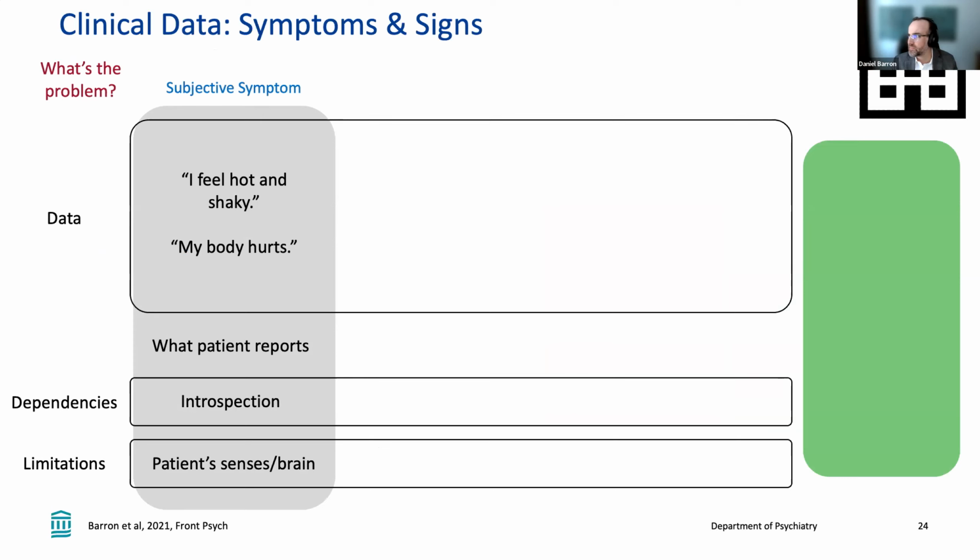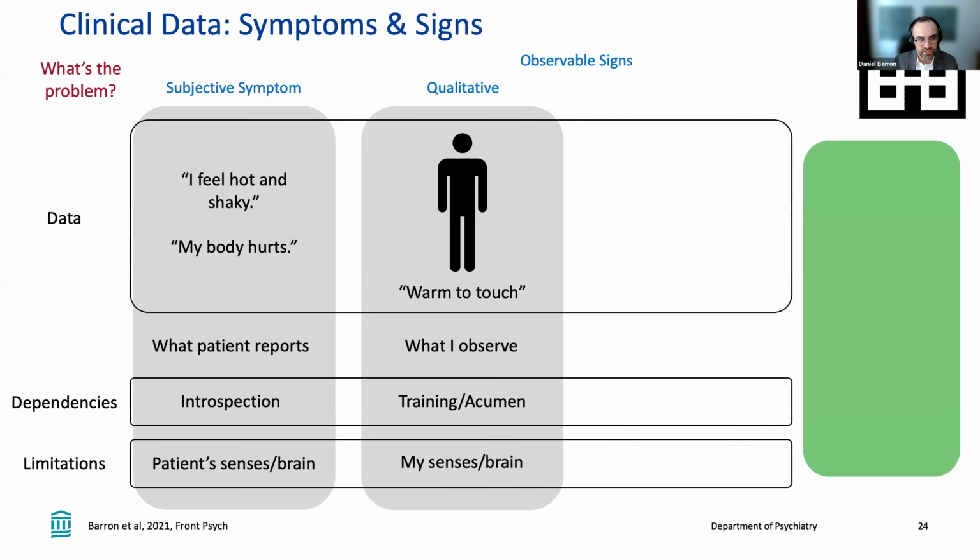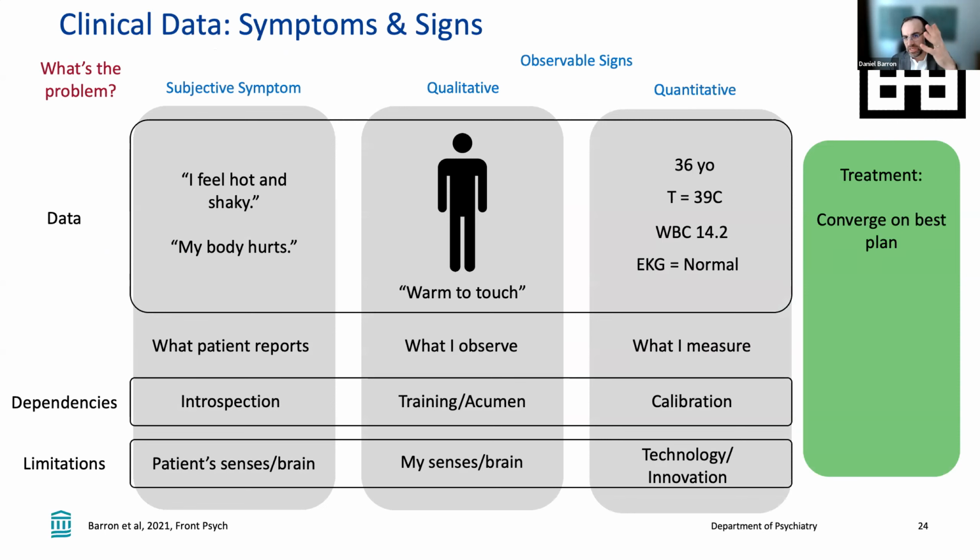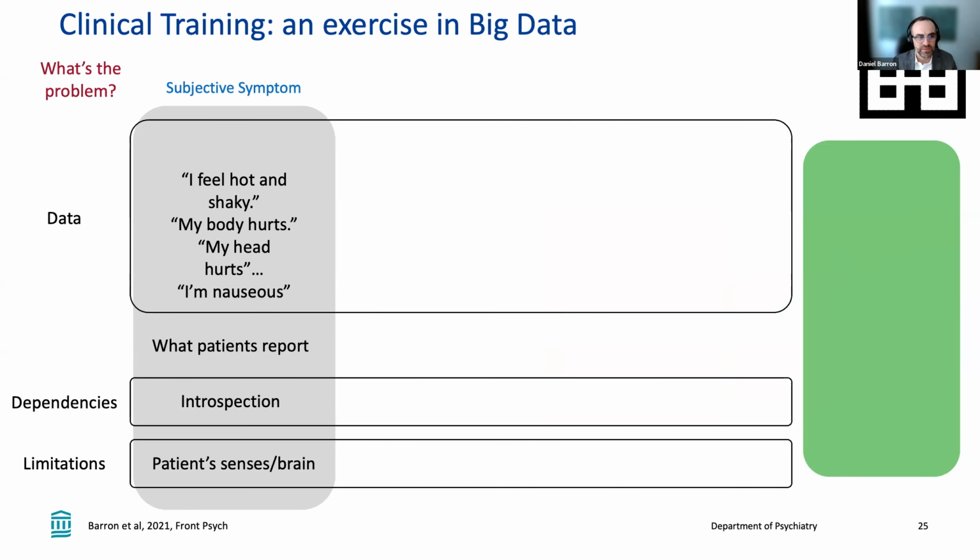And so, again, the goal here is just to add information, right? So instead of just subjective symptoms and qualitative signs, we measure. And if those measurements are valuable, then that helps us move to the next treatment plan.